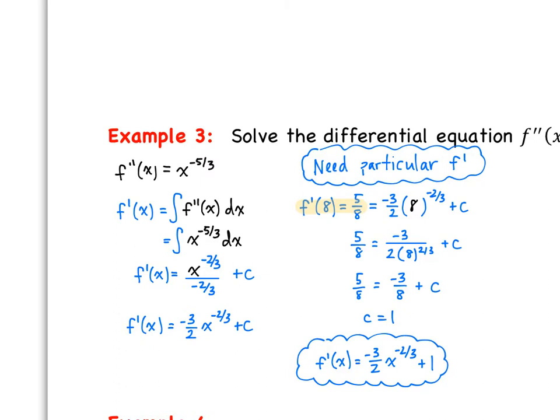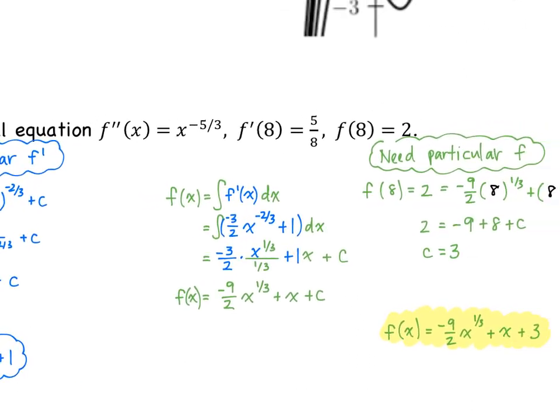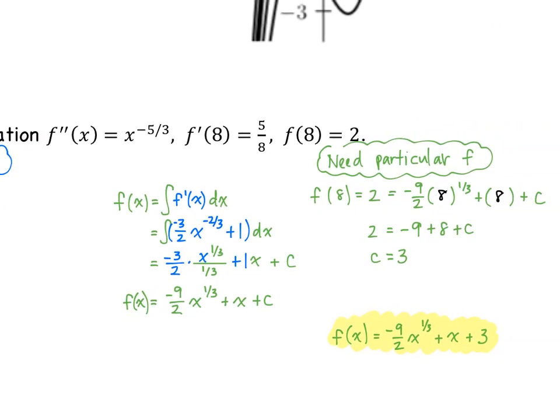We need to find the equation for f of x. So how do we do that? Well, that means we need to integrate f prime. So now we're going to go through that motion, and we're going to find f by integrating, or taking the antiderivative of, f prime. When we do that, we go through our motion and we get f of x equals negative 9/2 x to the 1/3 plus x plus c.